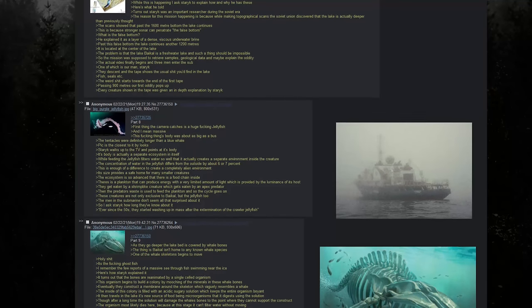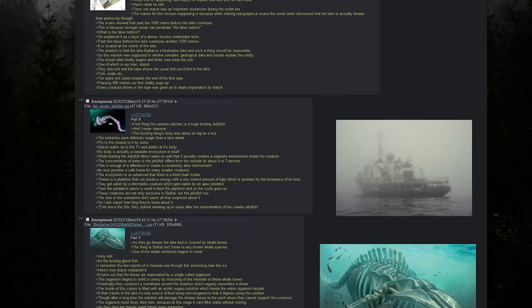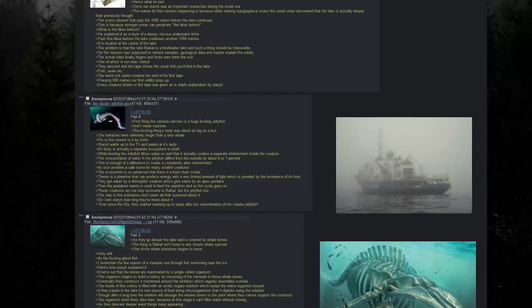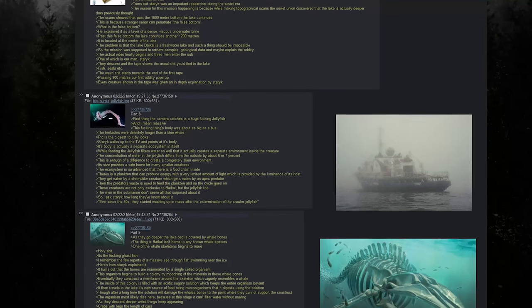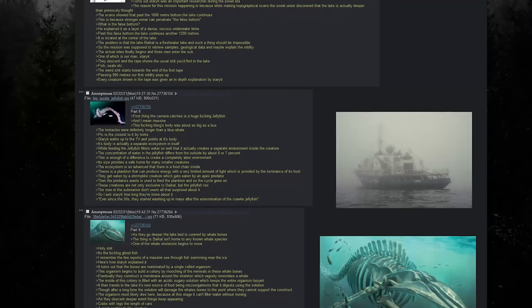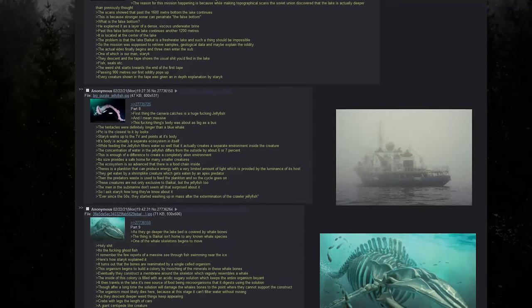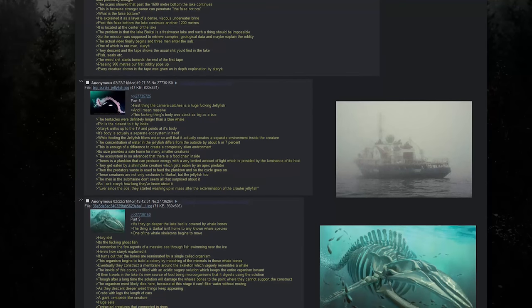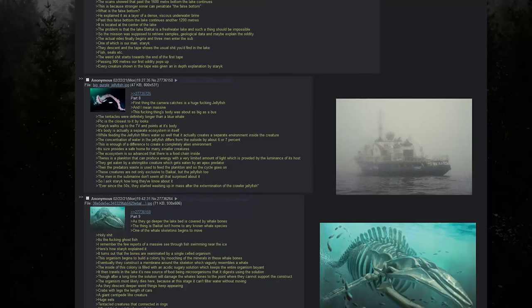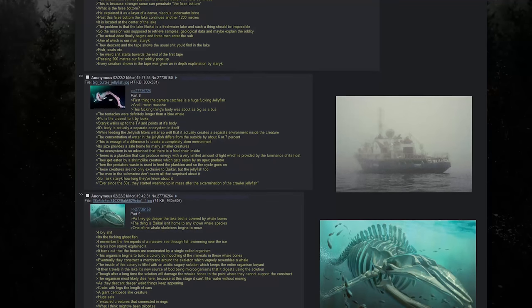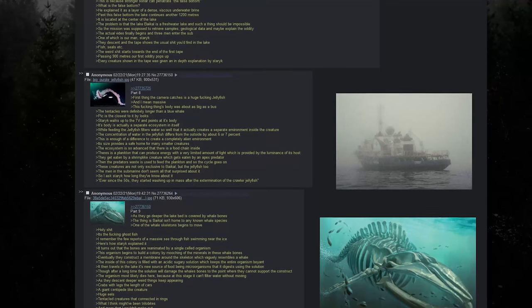While feeding, the jellyfish filters water so well that it actually creates a separate environment inside the creature. The concentration of water in the jellyfish differs from the outside by about 6 or 7%. This is enough of a difference to create a completely alien environment. Its size provides a safe home for many smaller creatures.